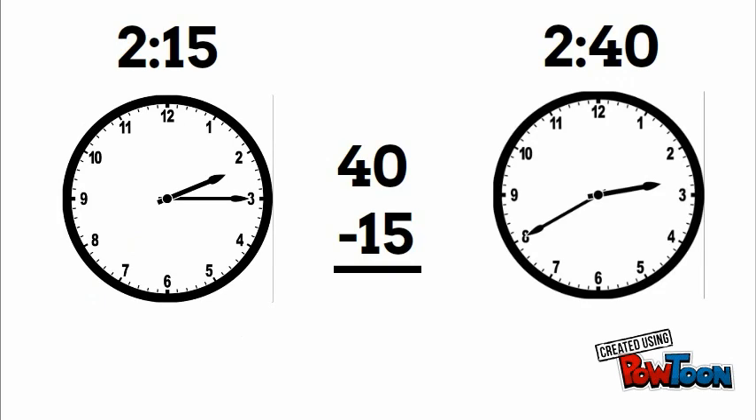Another strategy we could have done is, since we're both within the same hour, we could have subtracted 40 minus 15. If we'd done that, we'd have seen that we got 25 minutes as our answer, just like counting up would have given us.